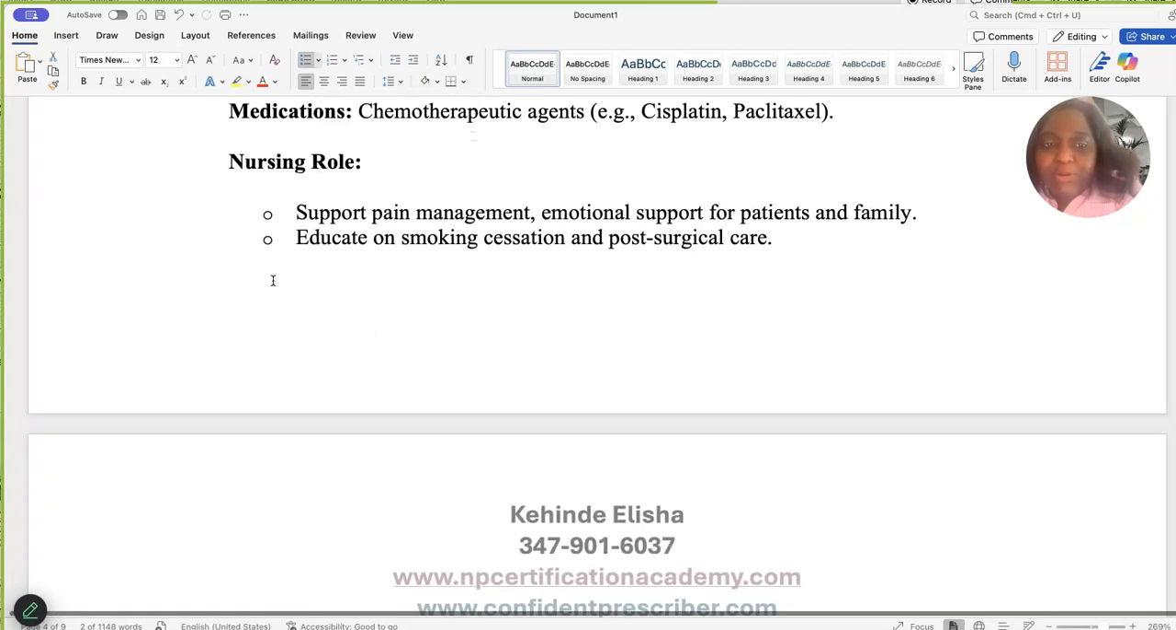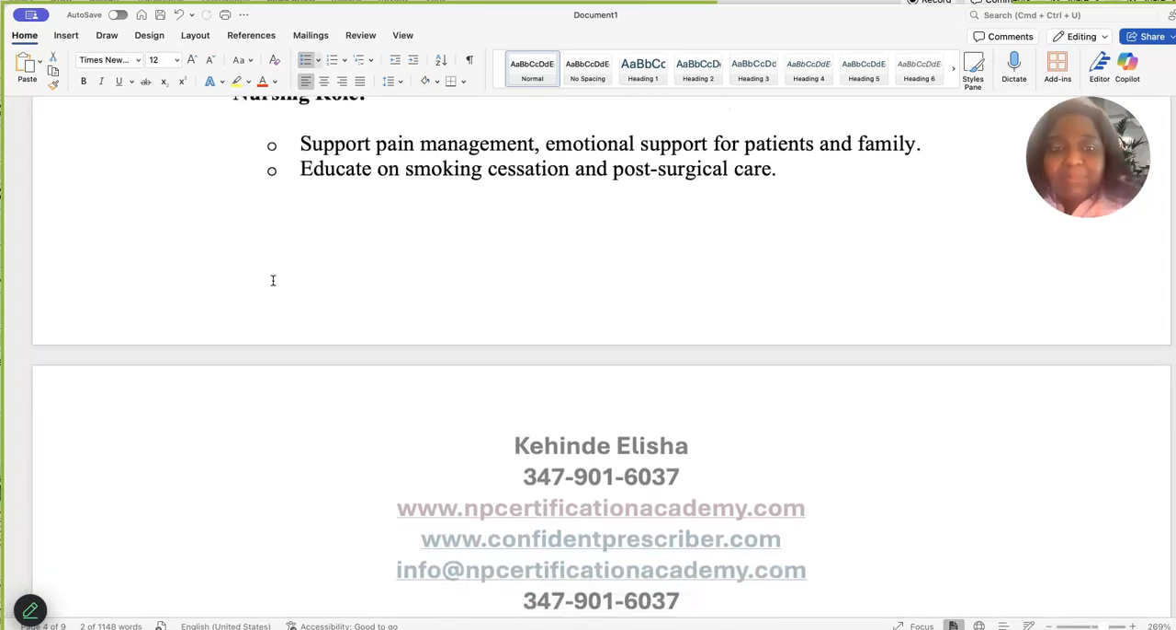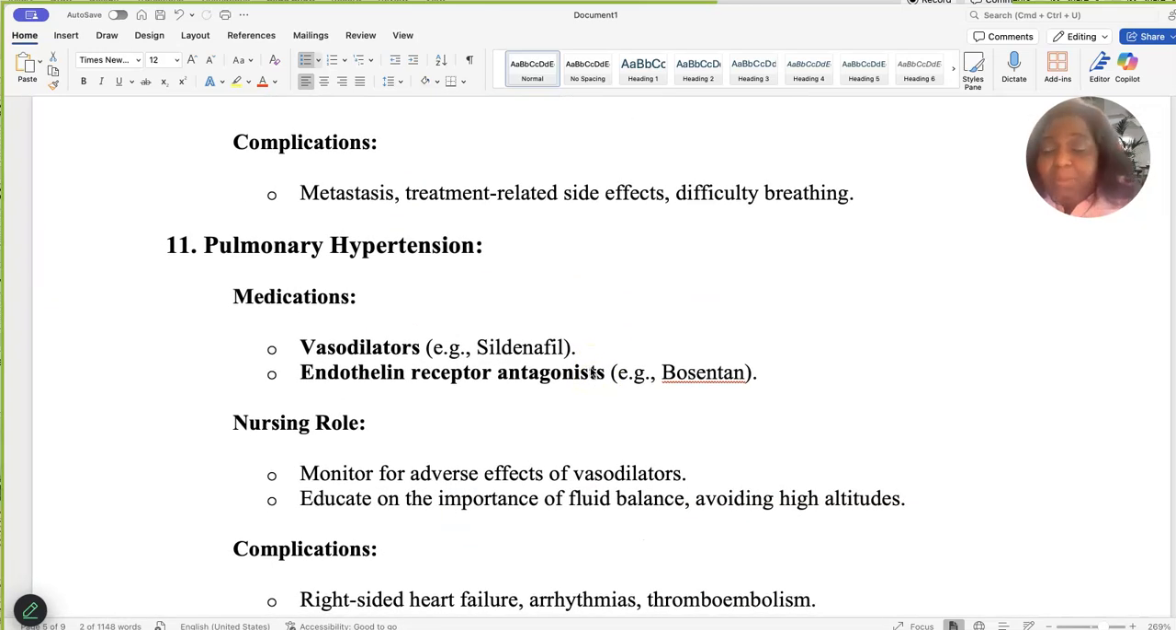What is your role as a nurse? You want to support pain management, emotional support for patients and family. You want to educate on smoking cessation. And of course, post-surgical care. Complications: it might spread. They might be experiencing some side effects from the treatment. Unfortunately, they might also have difficulty with breathing.